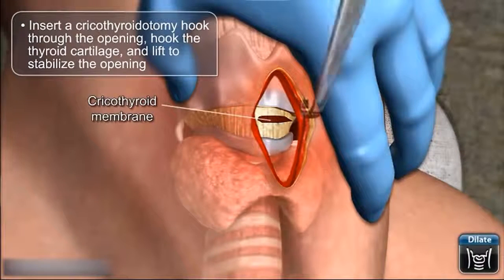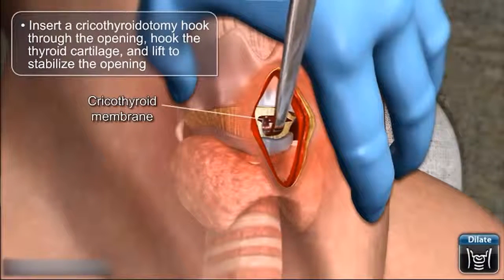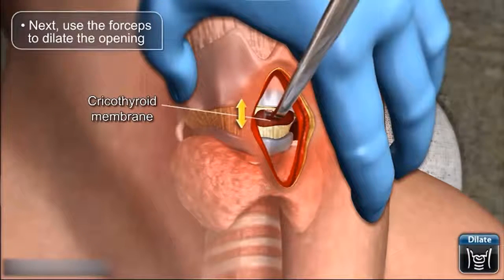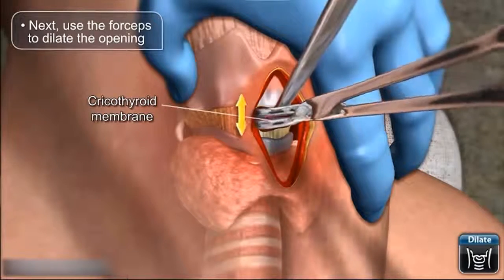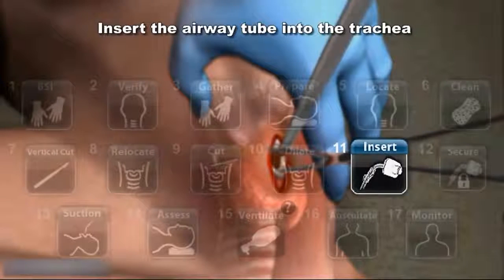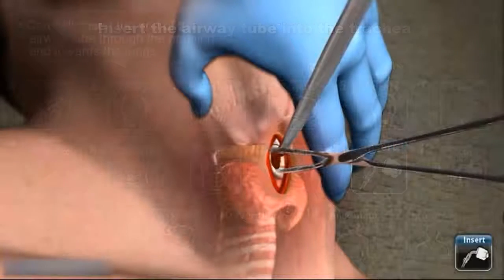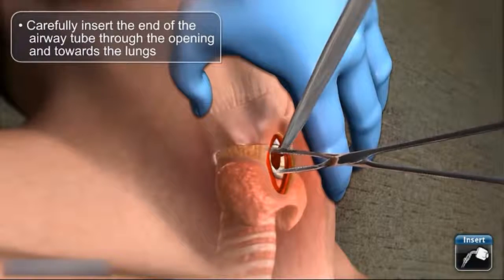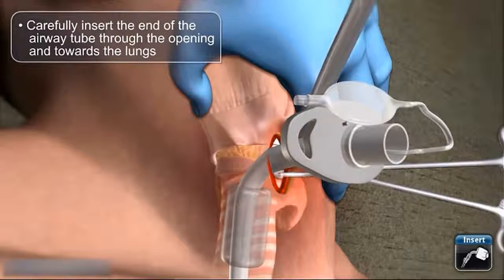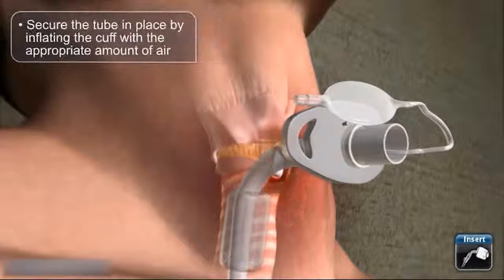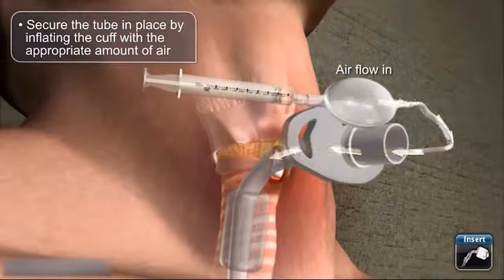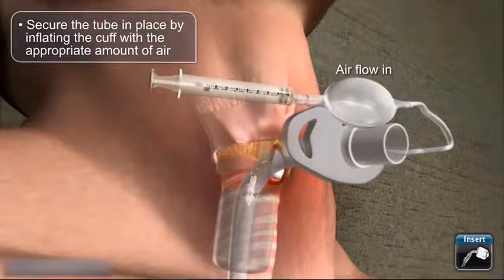Insert a cricothyroidotomy hook, if available, through the opening, hook the thyroid cartilage, and lift to stabilize the opening. Next, use the forceps to dilate the opening. Insert the airway tube into the trachea. Carefully insert the end of the airway tube through the opening and toward the lungs. Secure the tube in place by inflating the cuff with the appropriate amount of air.